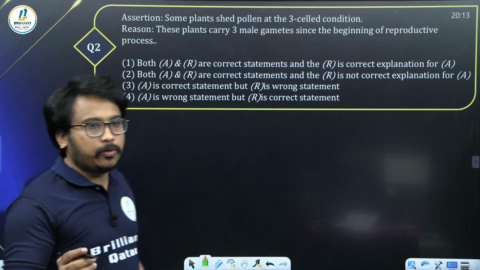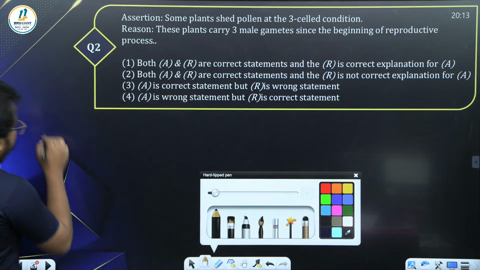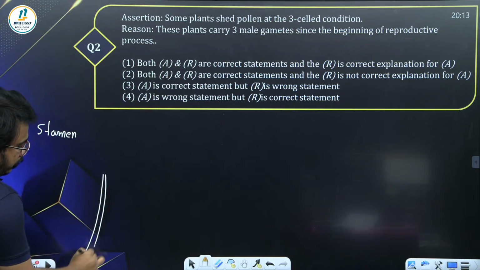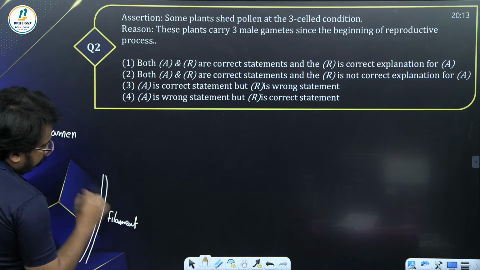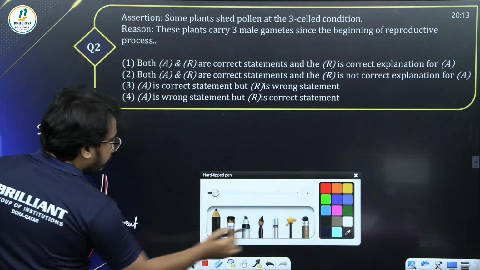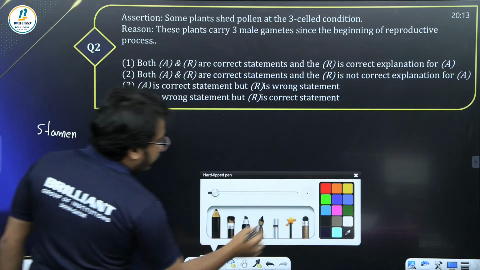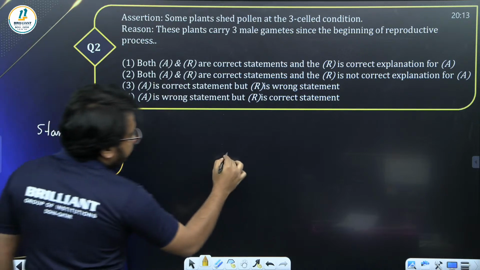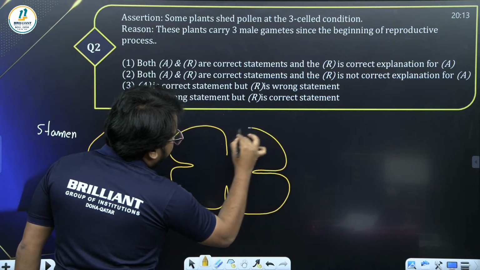So here in the microsporogenesis, you can see the structure of the stamen. If you are taking the structure of stamen, there will be a filament, and the filament will be having a connective. On either side of the connective you can see it will be having an anther. If I take the cross section of anther, it looks like this. So this is the cross section of the anther.